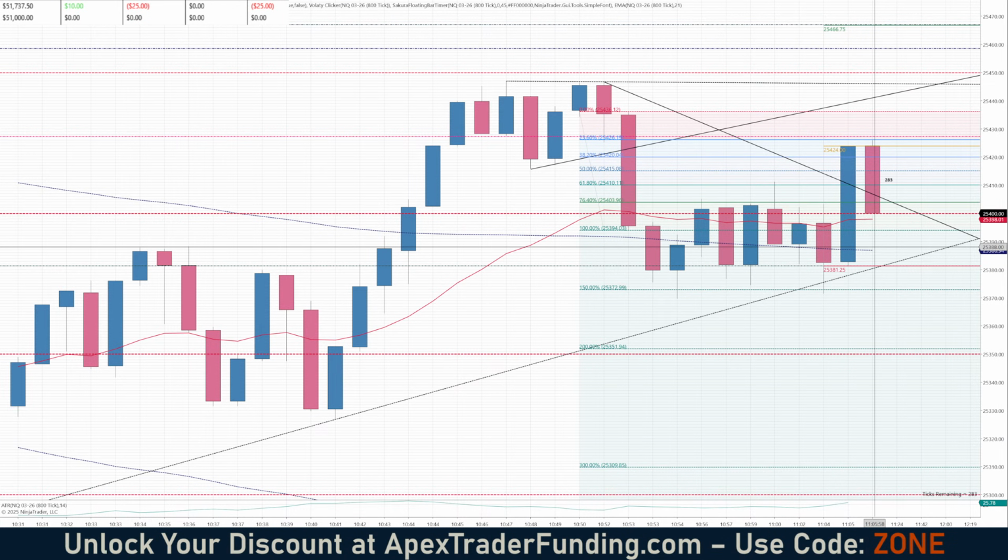Do we take a 400 EMA bounce? I don't know. And if I don't know, I probably shouldn't take it. So it's as simple as that. It would have worked though. Yeah, it would have worked.